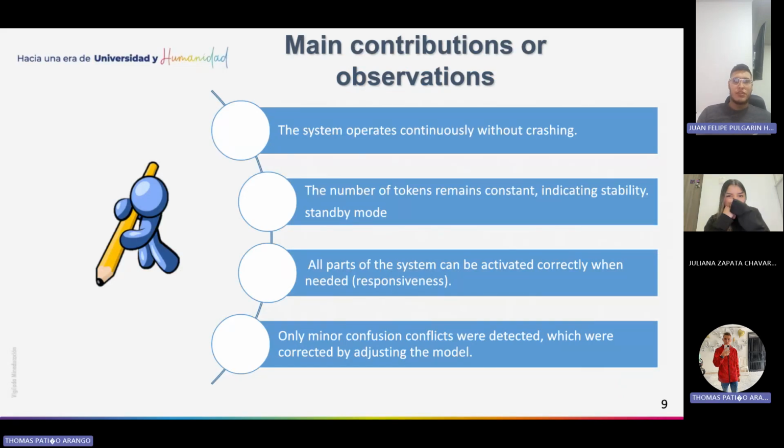Main contributions or observations: the system operates continuously without crashing, and the number of tokens stays constant, indicating stability. In standby mode, all parts of the system can be activated correctly when needed. Some errors were detected, which were corrected by adjusting the model.